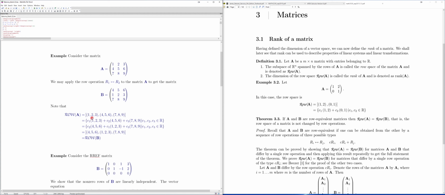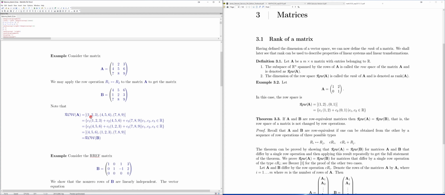of A? It's the set of linear combinations of these three row vectors, right? And what's the row space of B? It's the linear combinations of the three row vectors 4, 5, 6, 1, 2, 3, and 7, 8, 9, right? And the point is, if you take linear combinations, it doesn't make a difference what order you have these in. So if I have this 1, 2, 3 vector first and the 4, 5, 6 second, or if I have the 1, 2, 3 second and the 4, 5, 6 first, you get the same span, so you get the same row space.